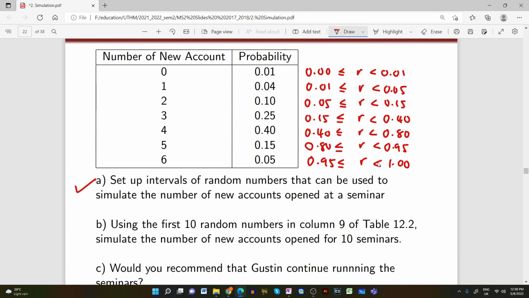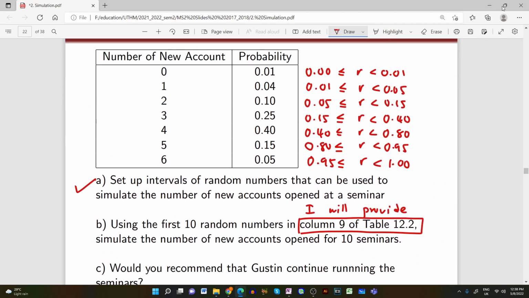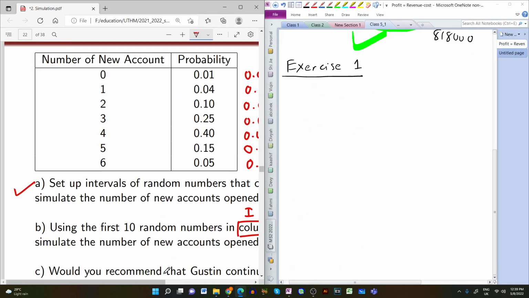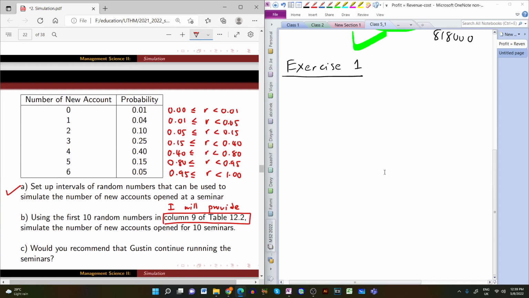Using the first random number in column 9 in the table. So this one I will give you. Now I will give you: simulate the number of new accounts. Alright. So those 10 random numbers I'm going to write here.